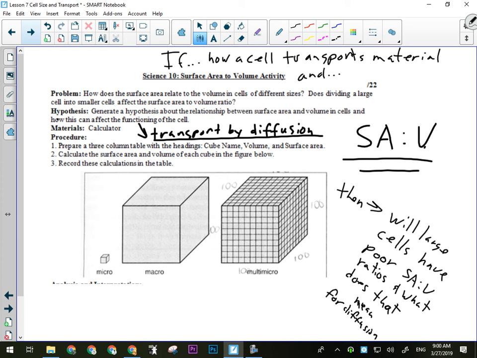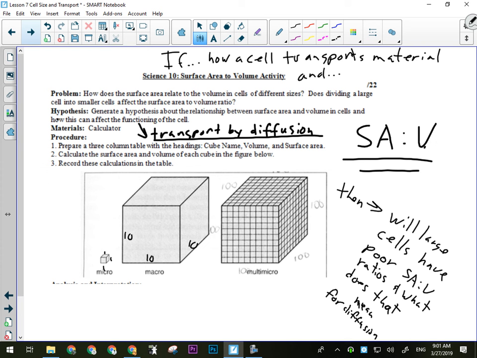Macro is going to represent an abnormally large single cell, and it's going to be 10 by 10 by 10. So micro is going to be 1 by 1 by 1, and this is going to be 10 by 10 by 10. And then multi-micro is going to represent what kind of an organism? A multicellular organism. It's made up of a whole bunch of normal-sized small cells, and it's going to be the same size as this abnormally large single cell. Everybody with me on that?